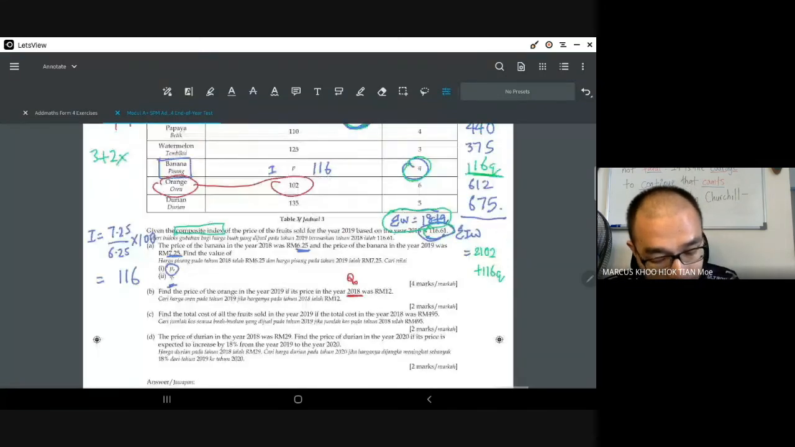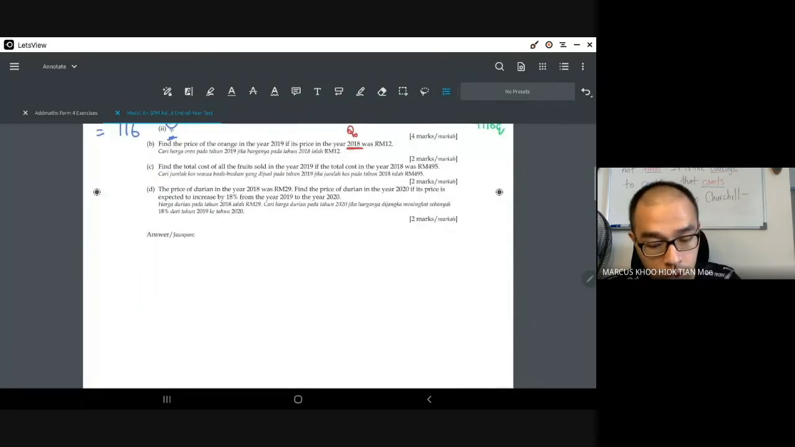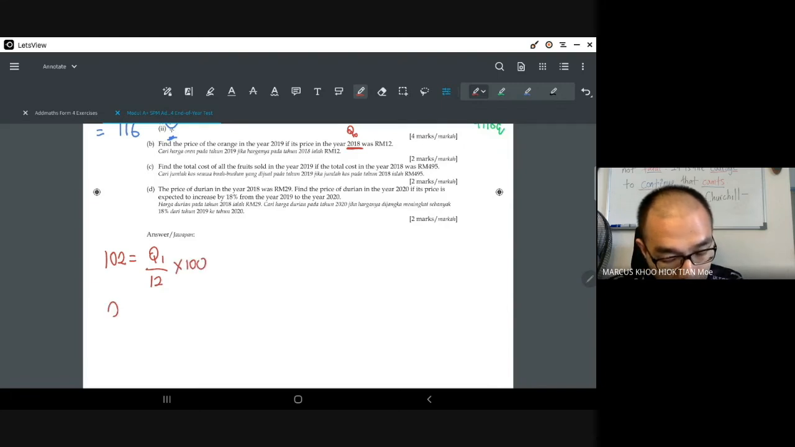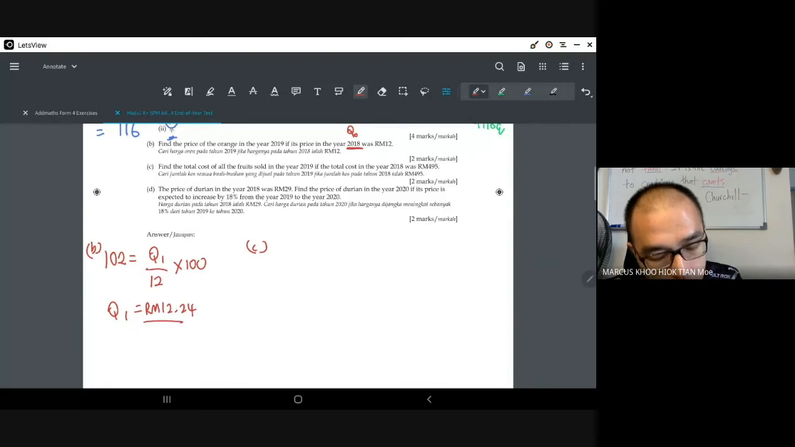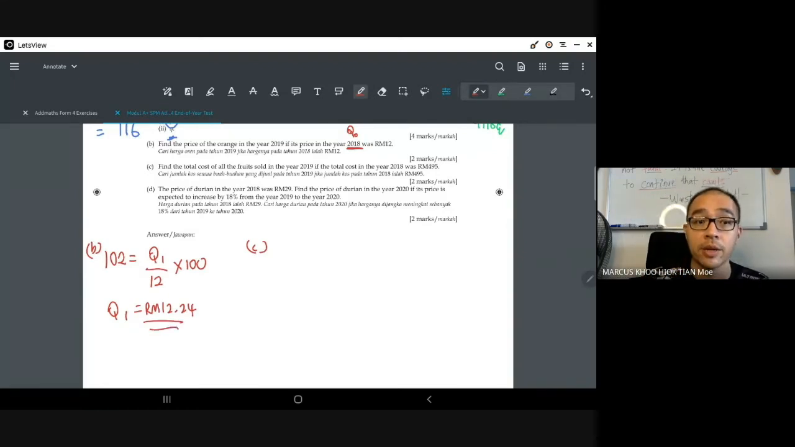The price index is 102. So 102 equals Q1 over 12 times 100. Okay, can you calculate Q1 for me, please? Freya? Okay, 12.24. Remember, this is price. So we have to write RM. Make sure we write ringgit Malaysia, because this is price.